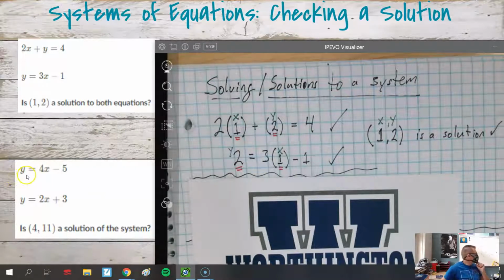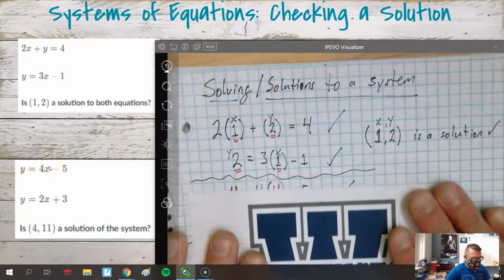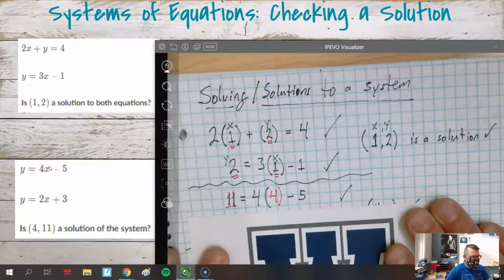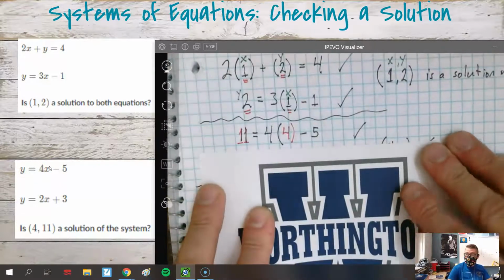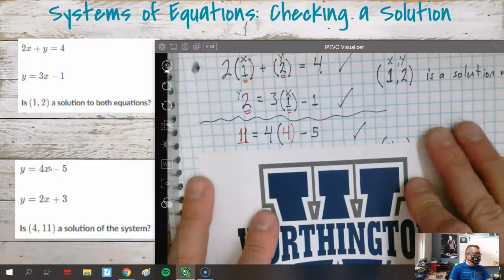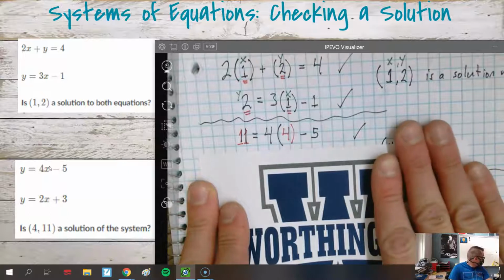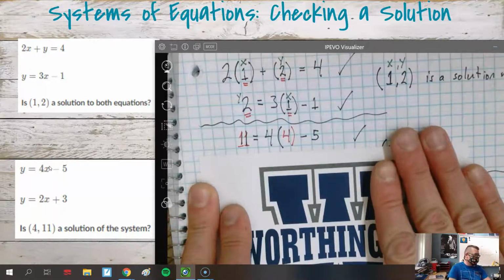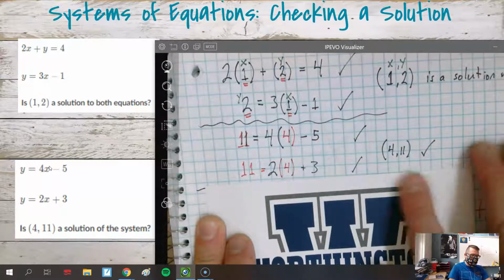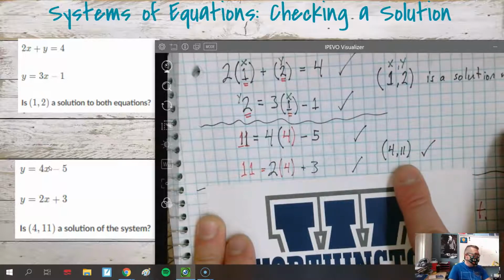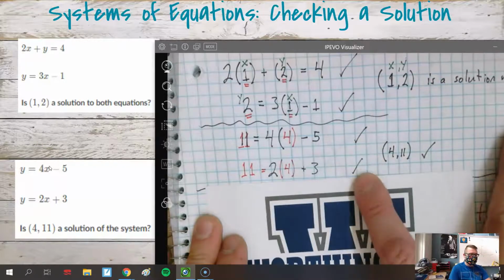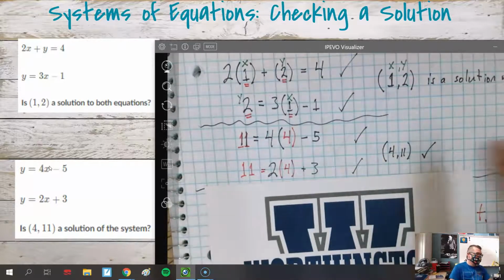So the first thing we ask ourselves is, does 11 equal 4 times 4 minus 5? Well, 4 times 4 is 16. Minus 5 is 11. I changed colors here. I decided to go ahead and write the values that I was substituting in red. So then we ask ourselves, is 11 equal to 2 times 4 plus 3? Yes. Yay! So 4, 11 is a solution. If we get a check on both of these, the point gets a check.